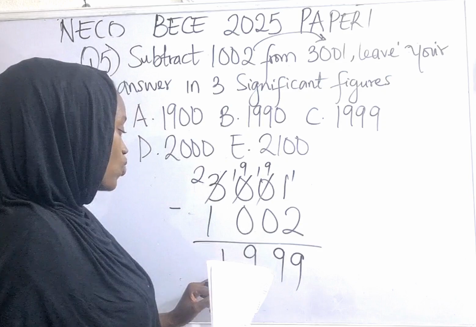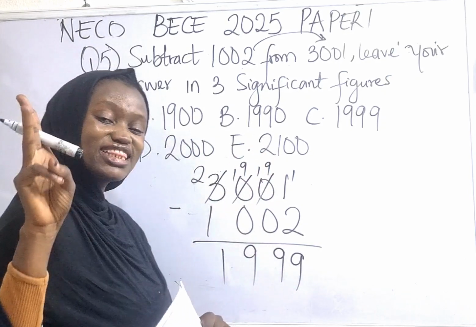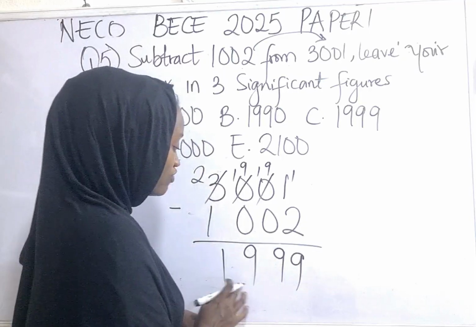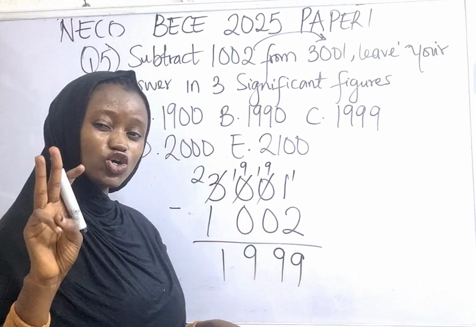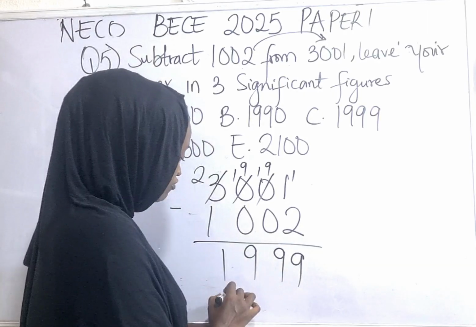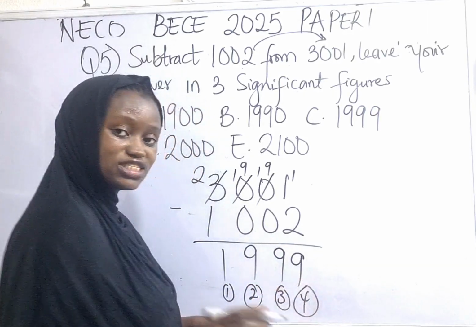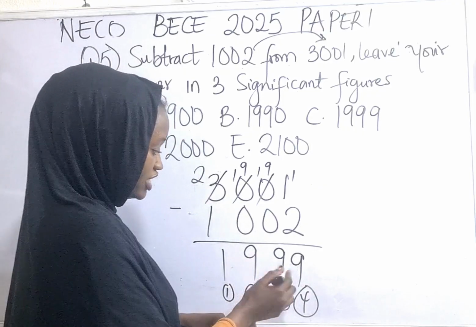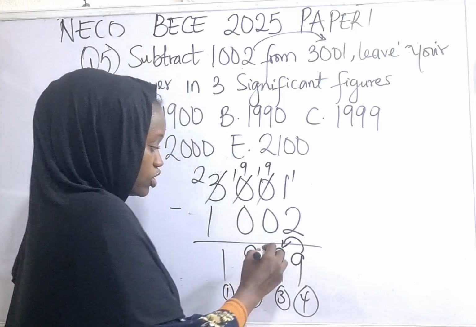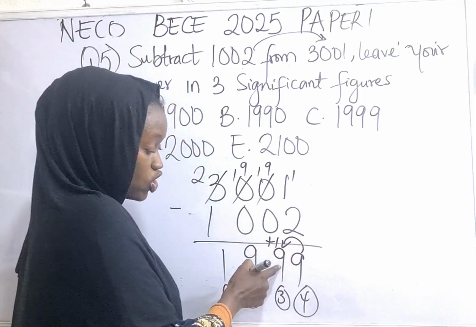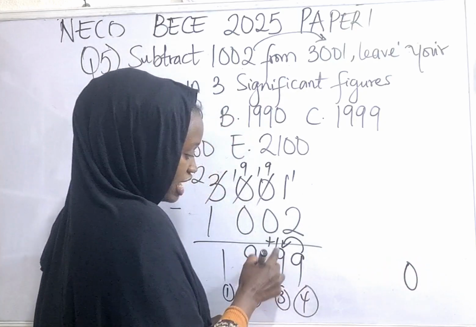Now we have our answer as 1999, but we are asked to leave our answer in how many significant figures? 3 significant figures. So significant figures means that what? You have just 3 non-zero numbers, but here we have 4: 1, 2, 3, 4. So if you have to consider the significant figure, this is going to be on the third one. So this digit here will affect this with a plus 1. Now this becomes a 10. So this 9 becomes a 0.